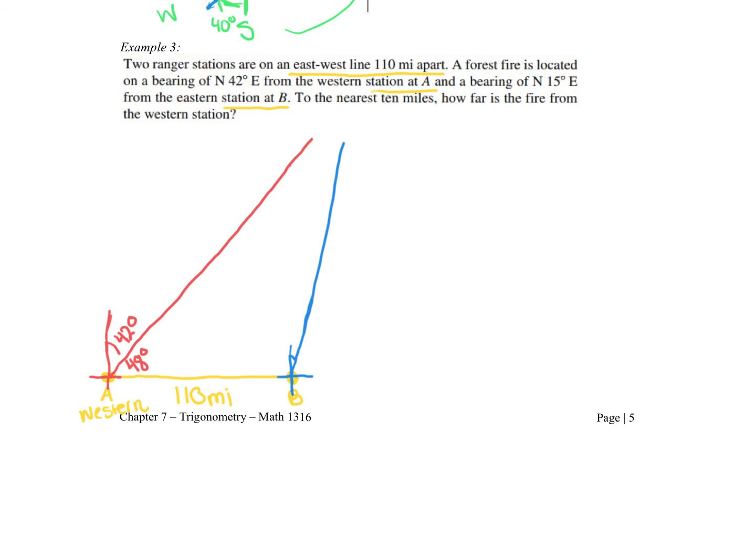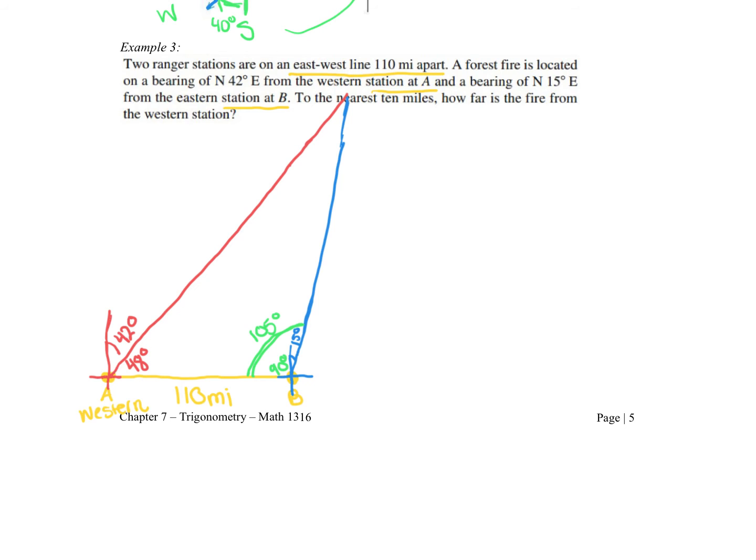No judging, can't draw. So this piece in here is 15 degrees. Let me extend my red line a little bit. So here's my fire. I know that this piece right here is 90 because it's a right angle. So this whole piece altogether is 105 degrees because 90 plus 15 is 105.